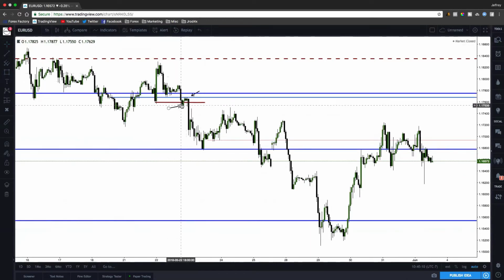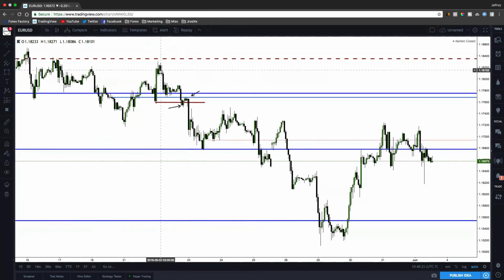Once it was broken, the retest would have been your entry opportunity. Go short, stop loss above here or above here. They're relatively in the same place. And then target would be below this low here. Boom. Okay. So I'm always looking for this. Break of structure, retest, sell.